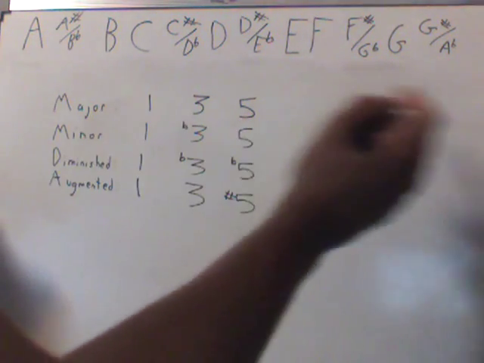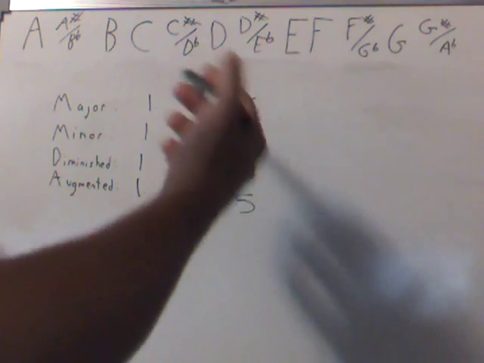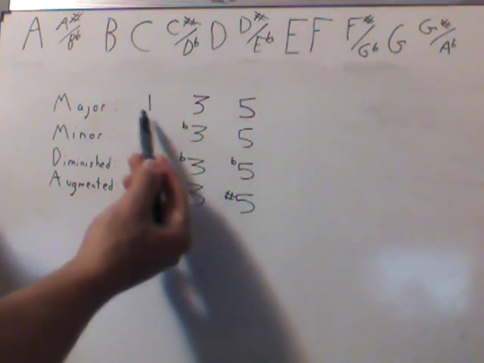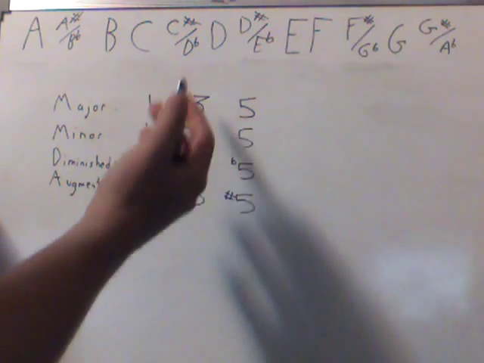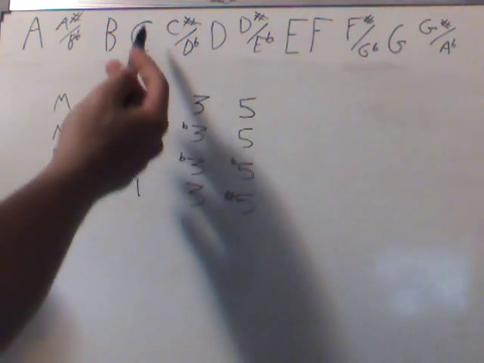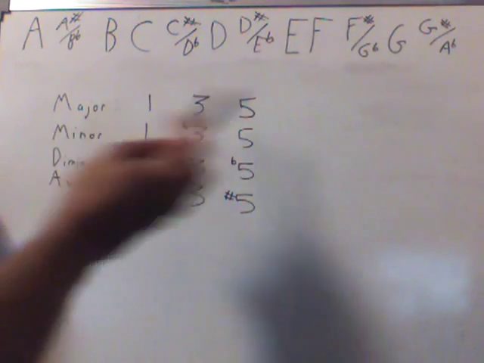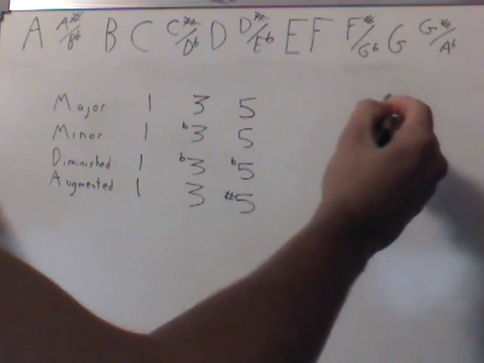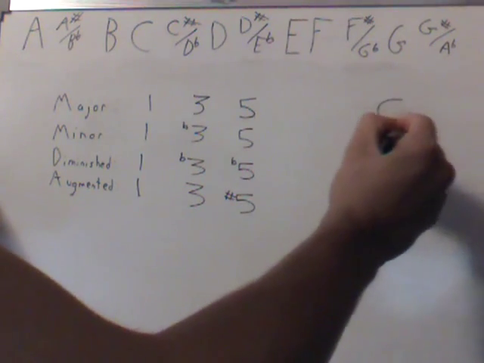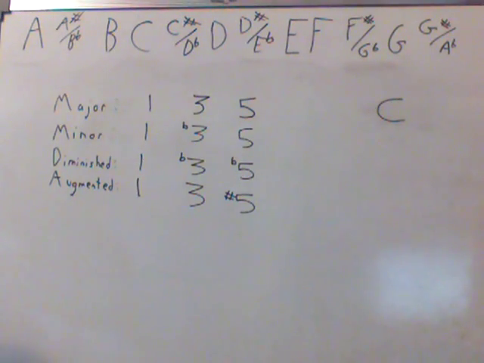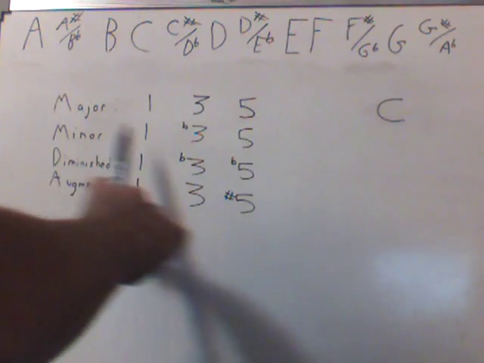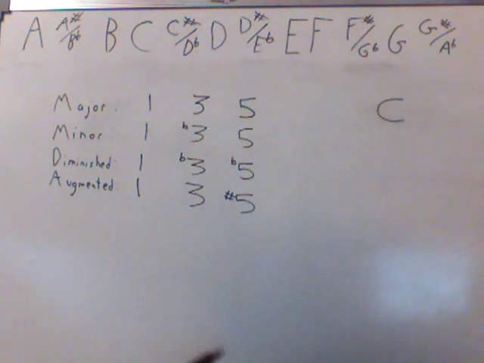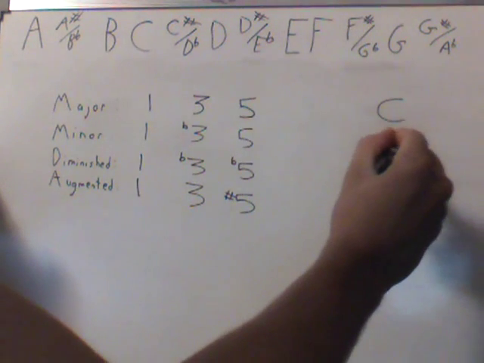So, a major chord name is just the name of the root note. The root note is the first note of the triad. So say we were playing a C chord, it would be a C. Okay, so the major chord of C, C major, is just written like this. A minor chord of C is written like this.